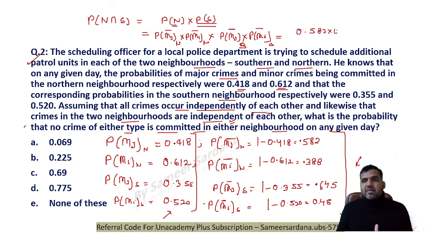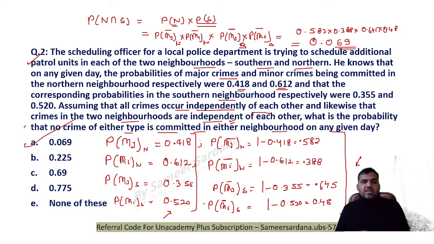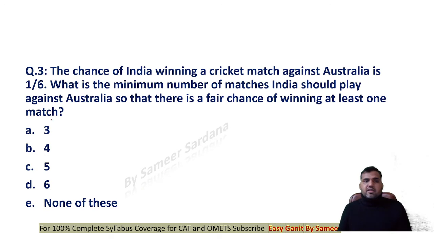0.582 multiplied by 0.388 multiplied by 0.645 multiplied by 0.48. Now this is completely based on the calculation. On solving this, you'll get 0.069, guys. This is the correct answer to the question, which is option number A, everybody. Very simple independent event case question, right? Very simple.